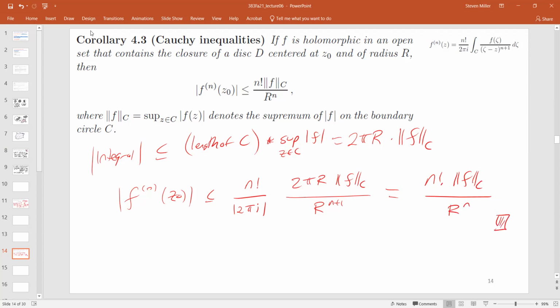So what's nice about this is it turns out that I have some control over how large the derivatives can be based on the largest value of the function on the boundary. Yes? What is the R in this denominator?